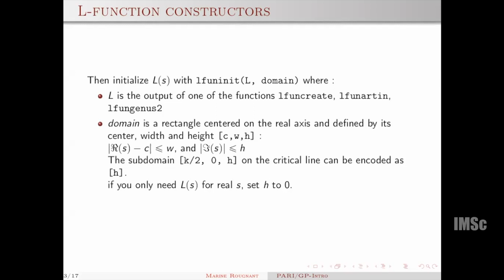You have some shortcuts. Just specify the height if you just want to be on the vertical line, and it will be the critical line here. And if you just want some values for real s, you set h to 0 so that you don't have any height, just the real line.